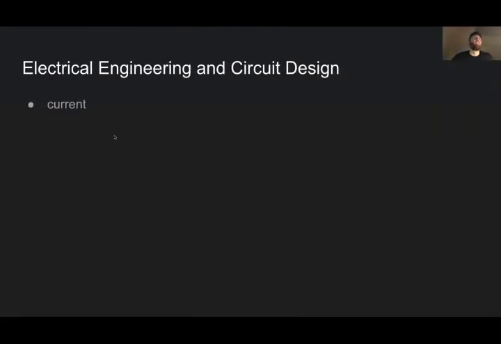Okay. Next is voltage. So voltage is essentially the potential energy carried in your electrical current.